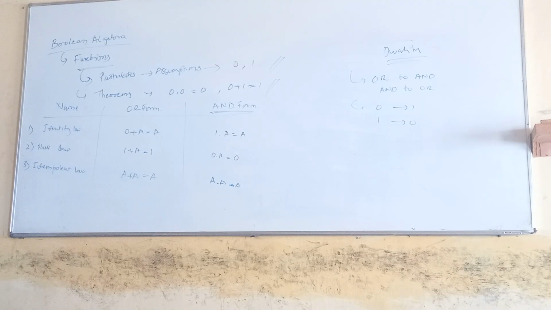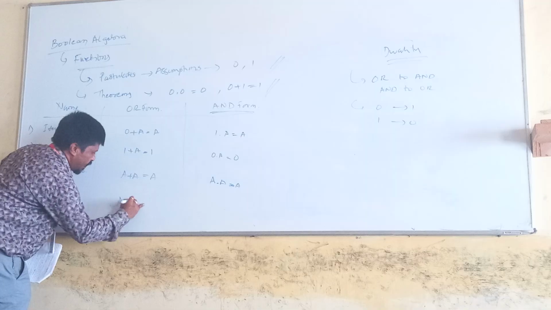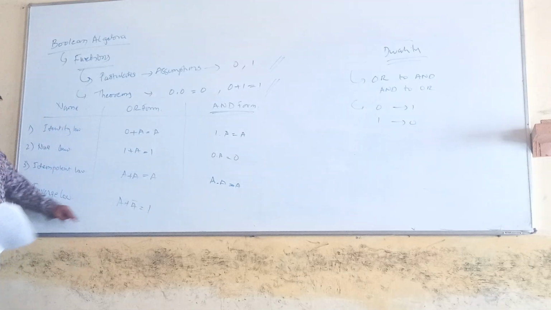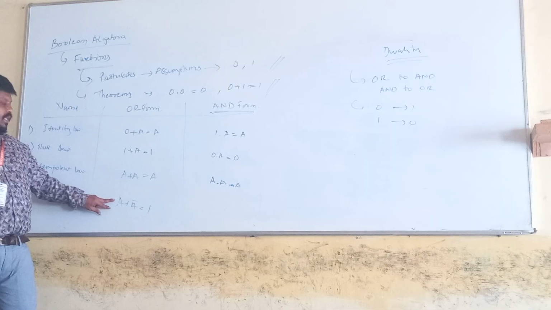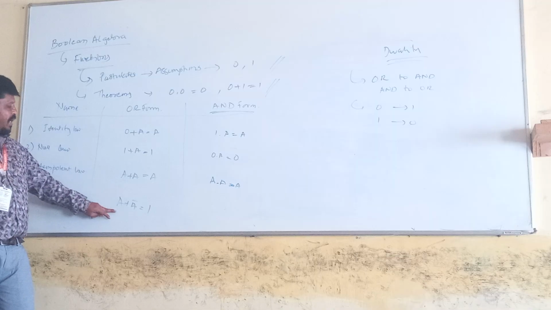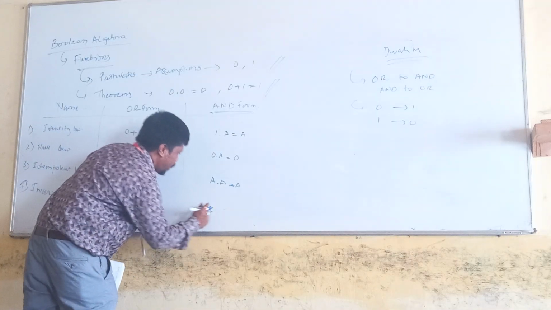Next is the inverse law. A plus A dash is 1. I will use this inverse law every time in Boolean functions. While minimizing a Boolean function, I will be using the form A plus A dash. You should remember this. And then I will make the dual form.